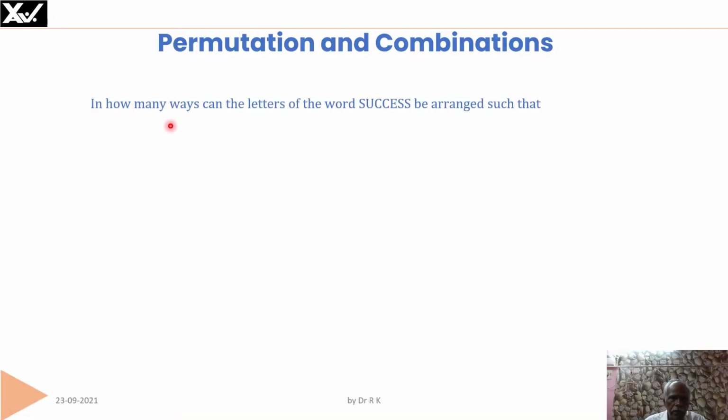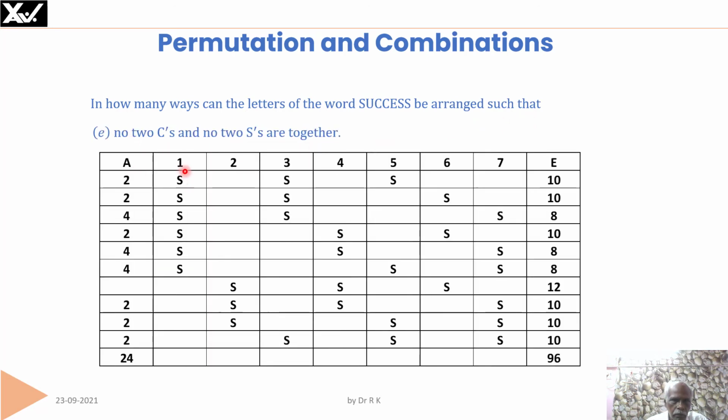In how many ways can the letters of the word success be arranged such that no 2 C's and no 2 S's are together? So I have arranged the letters 1, 2, 3, 4, 5, 6, 7. And the first S can be placed in the first place, and the second S can be placed either in third place or fourth place or fifth place, and then the third S can be accordingly placed in either fifth place or sixth place or seventh place. In this case, it is in sixth place or seventh place. In this case, it can be placed only in the seventh place.